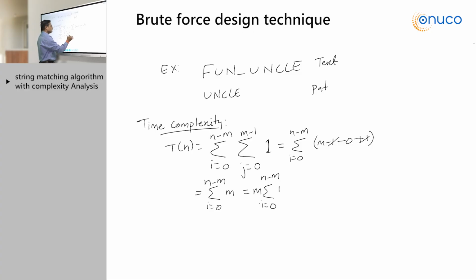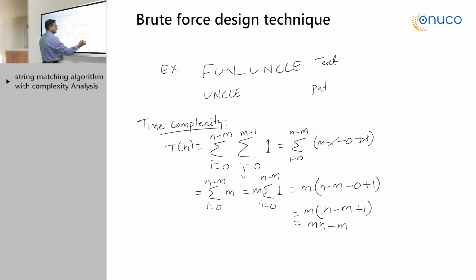Now what is left here? What is left is 1. Again we apply the same concept, upper limit minus lower limit plus 1. So n minus m, upper limit minus lower limit 0, plus 1. And we can see that we are getting m times n minus m plus 1. We simplify this, we are getting mn minus m square plus m.